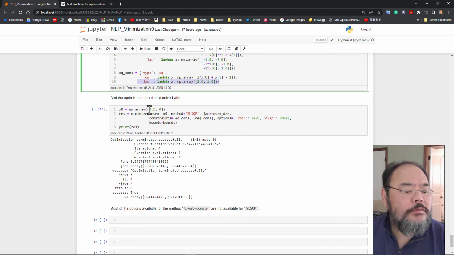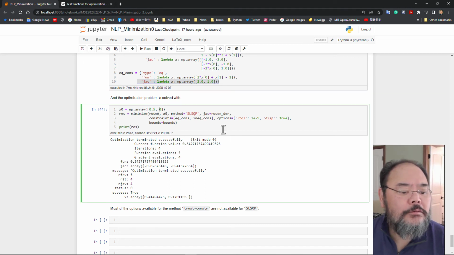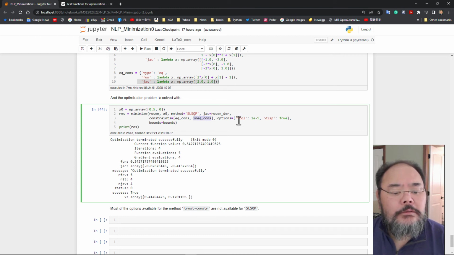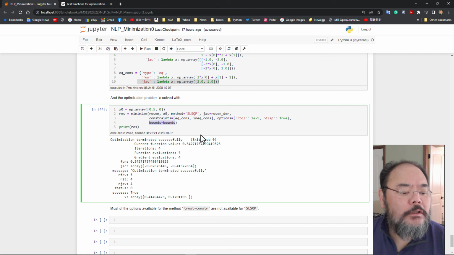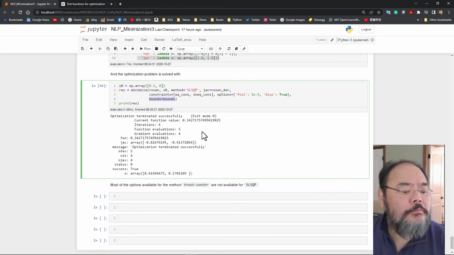Solving the problem with an initial guess of 0.50 on these. Here we're using the sequential least squares quadratic programming algorithm, using both the equality constraint and the inequality constraint put in a list. Here we have the tolerance for the objective function value and the bounds on the variables as well. So we solve this problem.